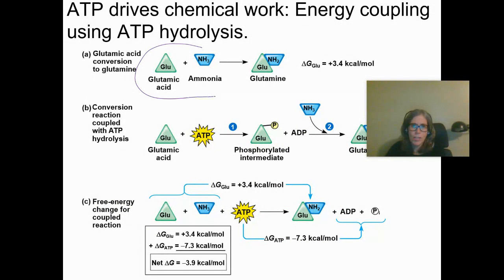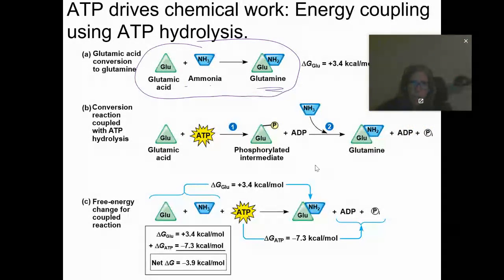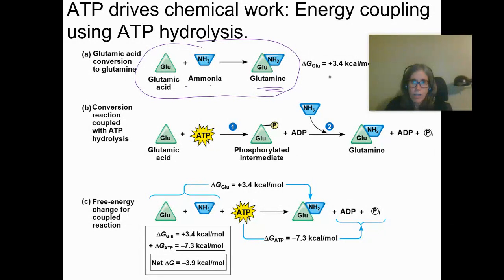Here's some random chemical reaction. Glutamic acid and ammonia make glutamine. And so it requires ATP to do that. And so what you see happening here, let me get the thing out of the way here. This reaction requires energy. This plus 3.4 means it requires energy, which is a little more than you need to know. But notice right here what you're doing. What you're doing here is phosphorylating the intermediate.